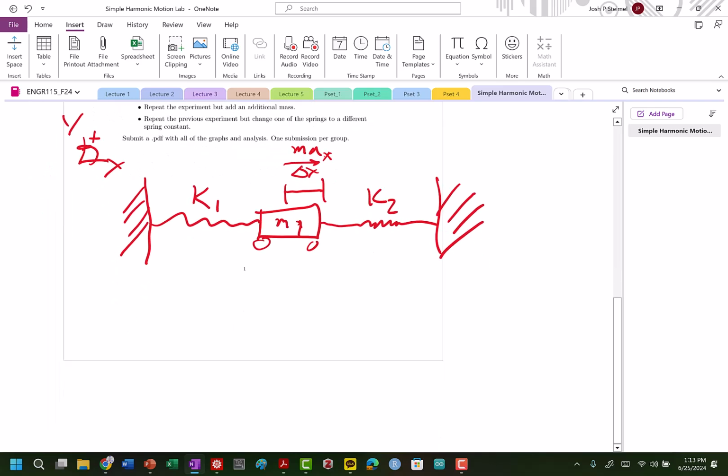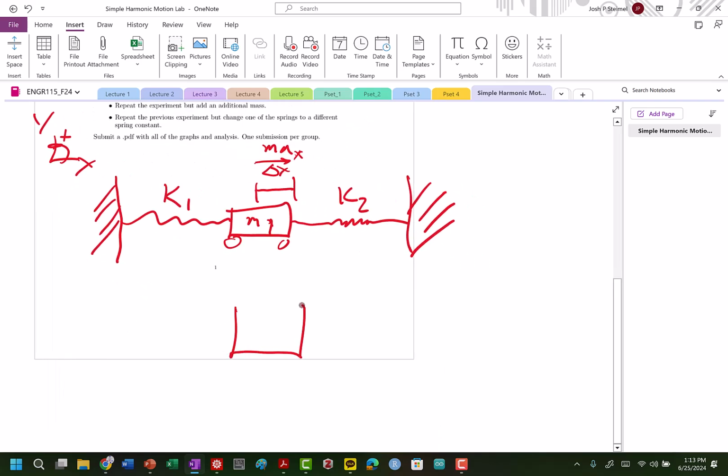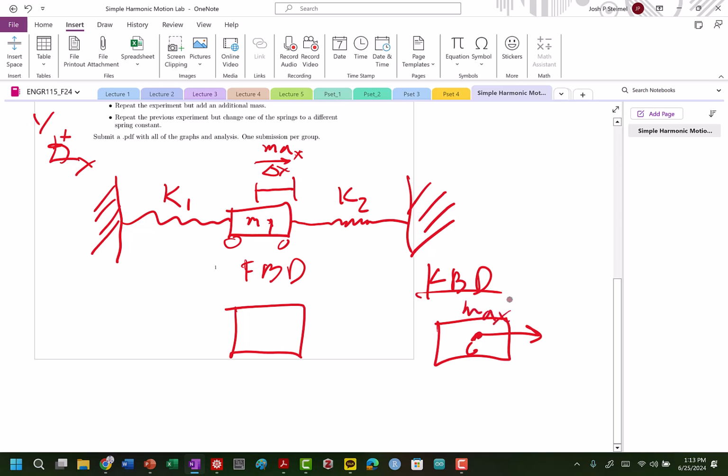So let's go ahead and take our body and free it from the surroundings. So, FBD. Our kinetic body diagram, there's no rotation. So we have our cart and it's going here, and there's going to be some mass and some acceleration here.